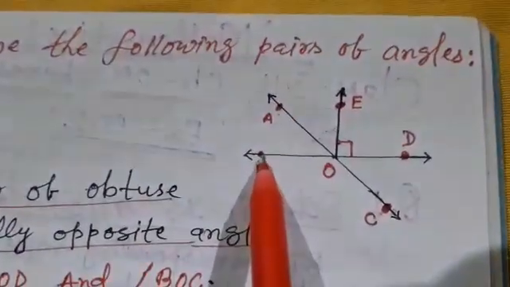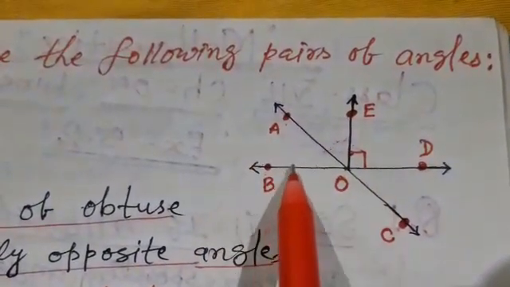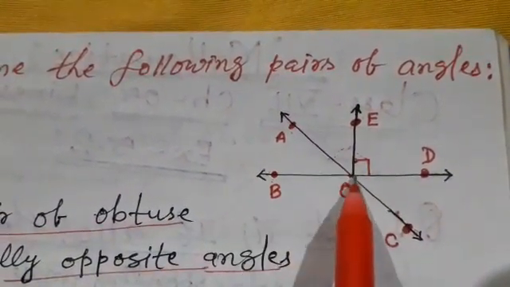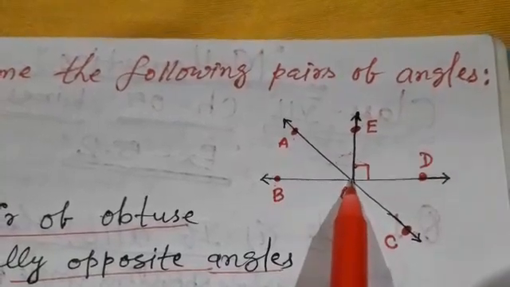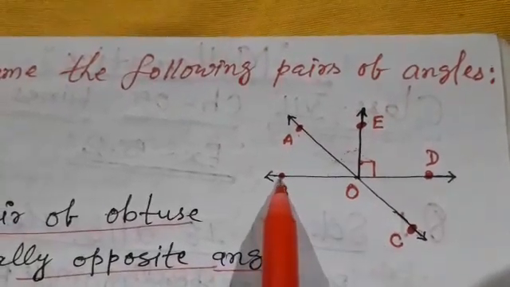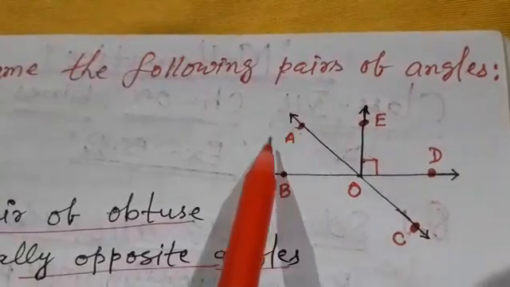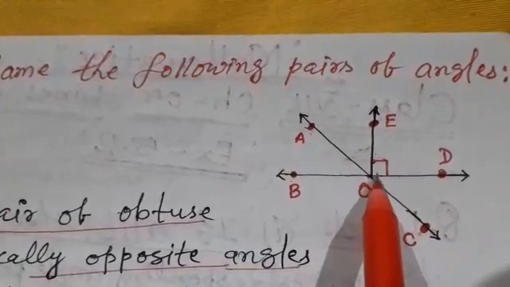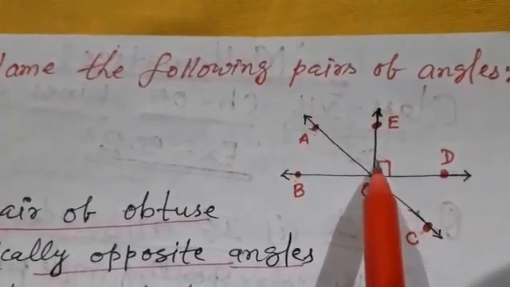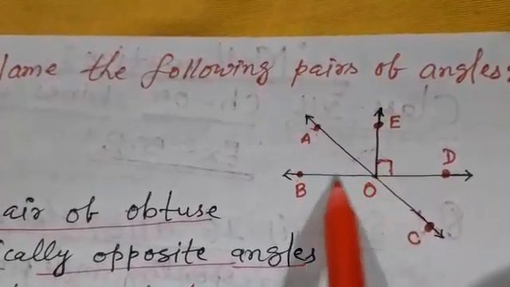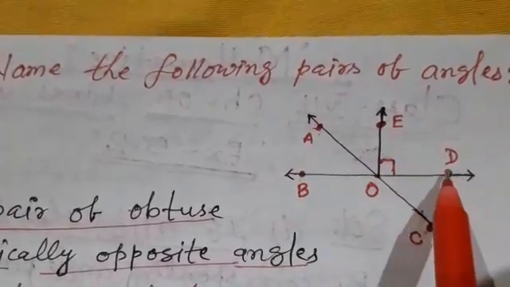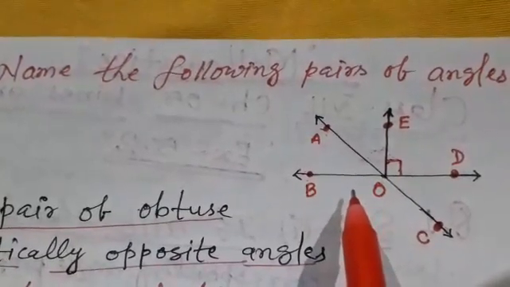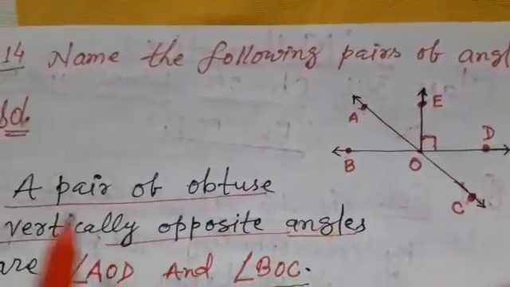Dear students, here we see two lines are drawn and they intersect each other at point O. The lines are BD and AC. Another line OE is also drawn from point O and it forms 90 degrees on the line BD. After seeing this figure, we need to answer the following questions.